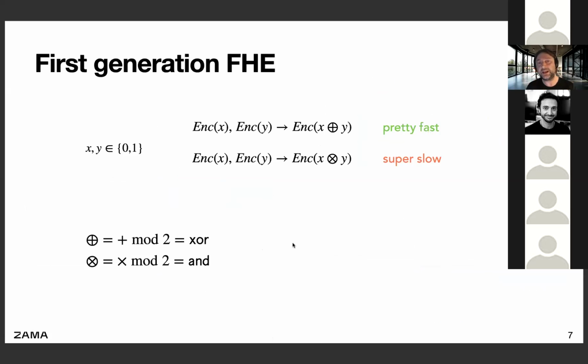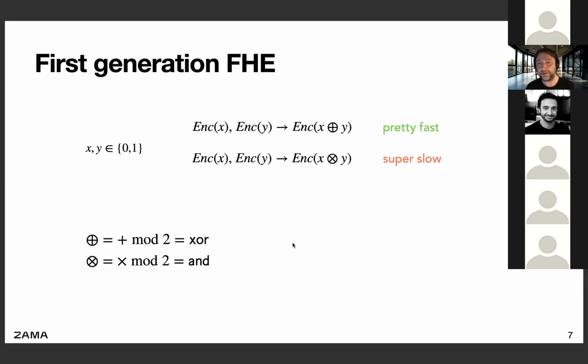At the very beginning, according to Gentry's vision, what you have is a way to encrypt bits, okay? So the plaintexts are just single bits. And when you encrypt X and you encrypt Y, you can compute the addition of X plus Y modulo 2. So this is basically XOR. But you can also do the same thing with a multiplication modulo 2, which is basically an AND. The thing with Gentry's original idea is that the addition was pretty fast, but the multiplication was super slow.